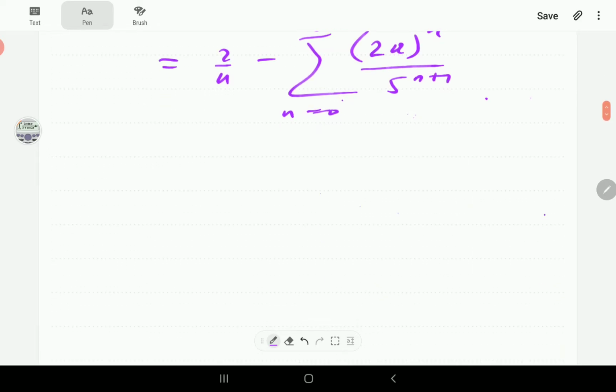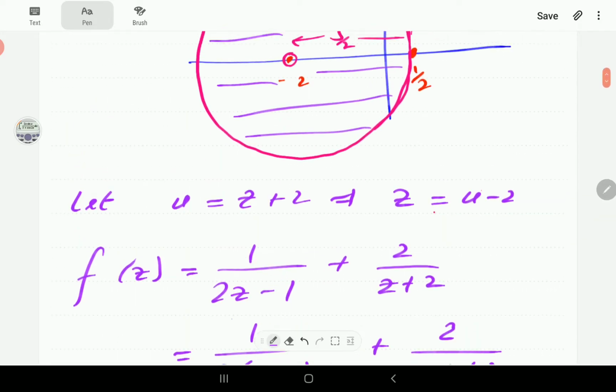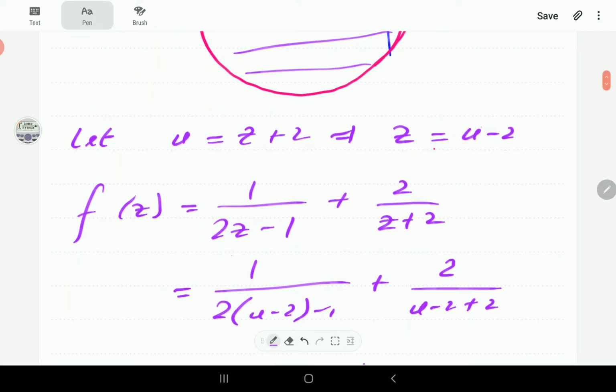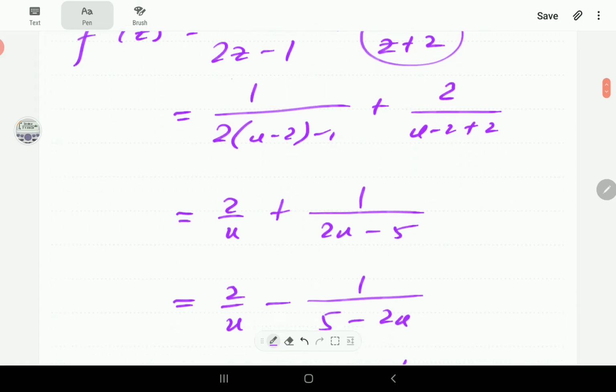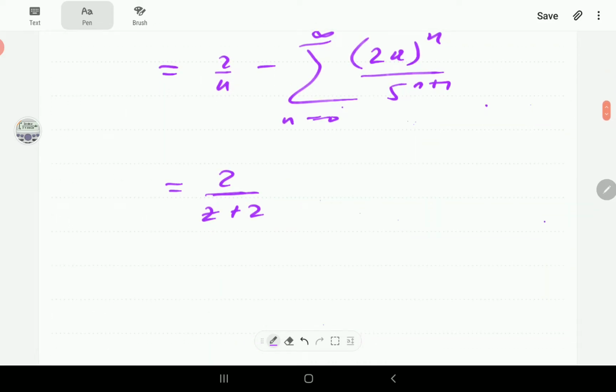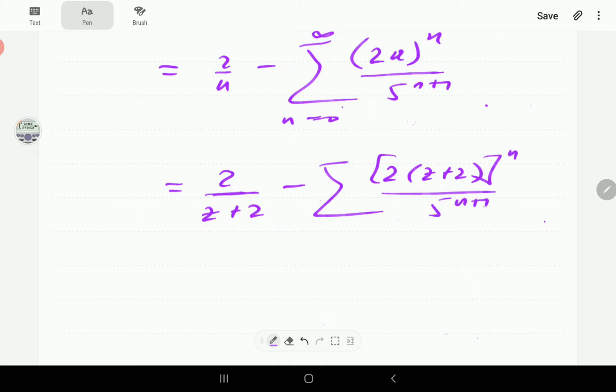And then after that we can express this in terms of z. So remember, u is z plus 2, so that's just going to be 2 over z plus 2, which is basically same thing that we started with. And then this one is going to be minus summation of 2 times z plus 2 all to the power n divided by 5 to the power n plus 1. So that is going to be our series in that region.